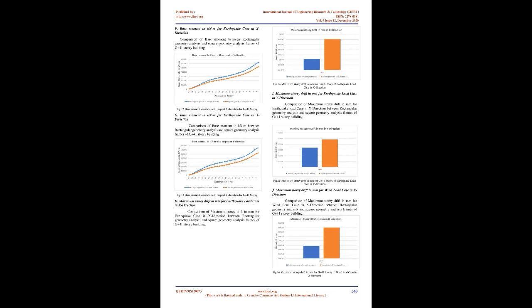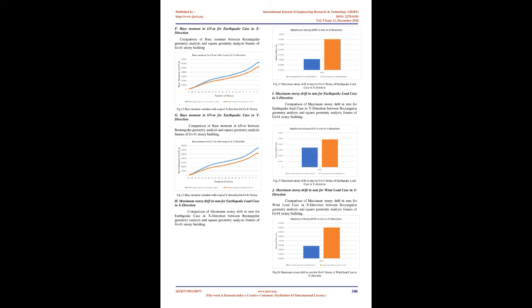I. Maximum story drift in mm for earthquake load case in Y direction. Comparison of maximum story drift in mm for earthquake load case in Y direction between rectangular geometry analysis and square geometry analysis frames of G plus 41 story building. J. Maximum story drift in mm for wind load case in X direction. Comparison of maximum story drift in mm for wind load case in X direction between rectangular geometry analysis and square geometry analysis frames of G plus 41 story building.